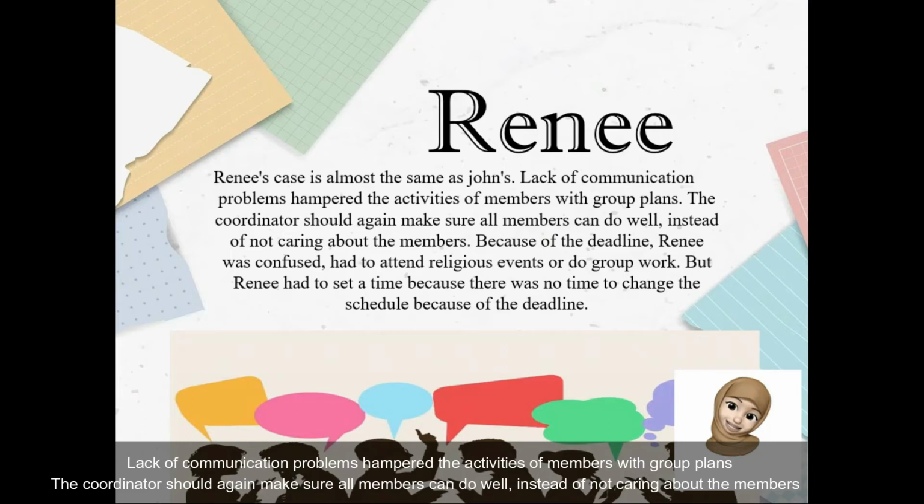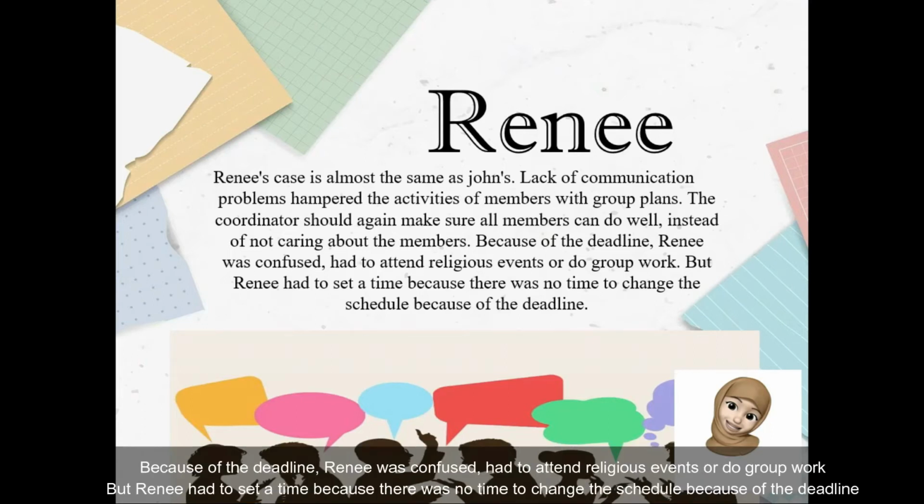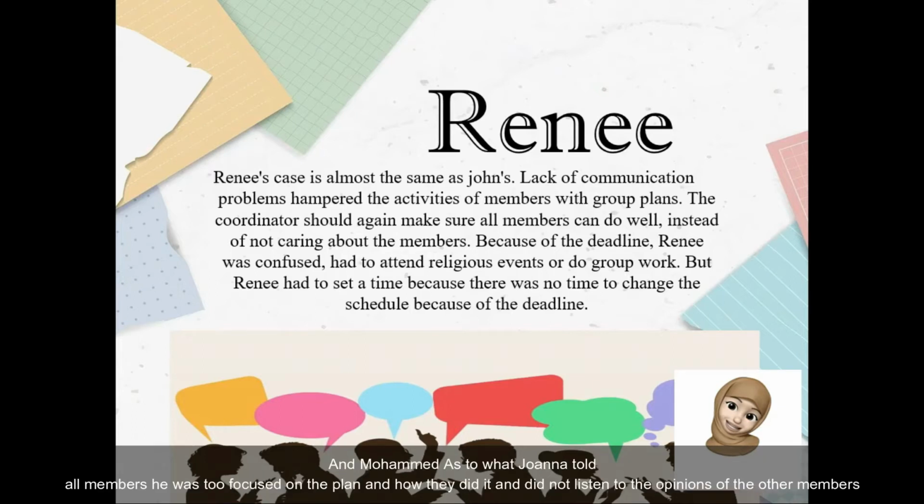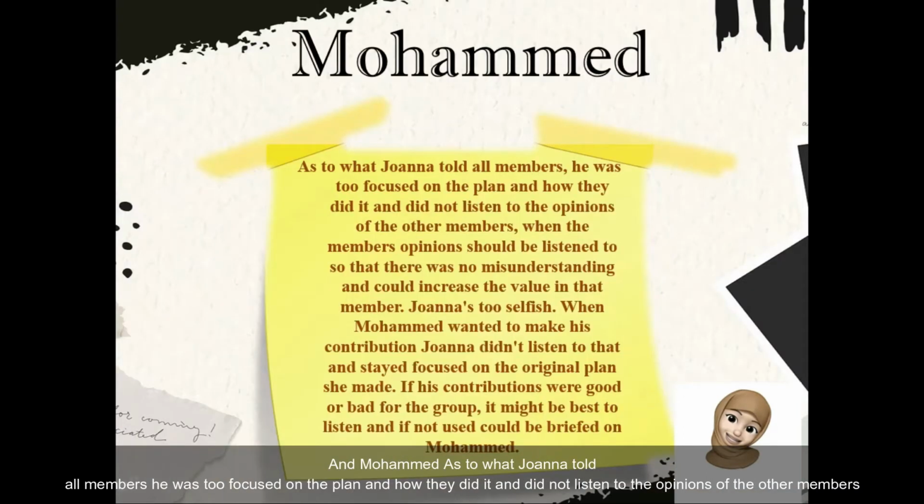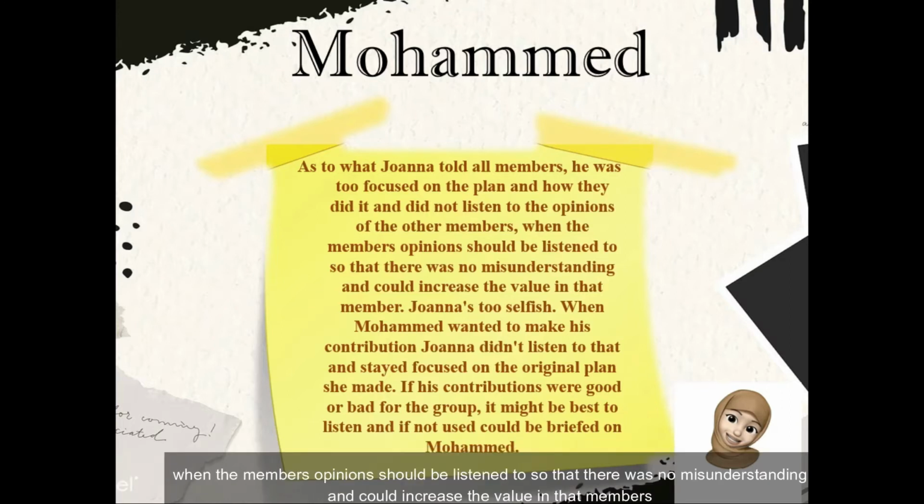Instead of not caring about the members because of the deadline, Rini was confused, having to attend religious events or do group work. But Rini had to set a time because there was no time to change the schedule because of the deadline. And Mohammed, as to what Joanna told all members, he was to focus on the plan and how they did it and did not listen to the opinions of the other members, when the members' opinions should be listened to so that there was no misunderstanding and could increase the value in that members.